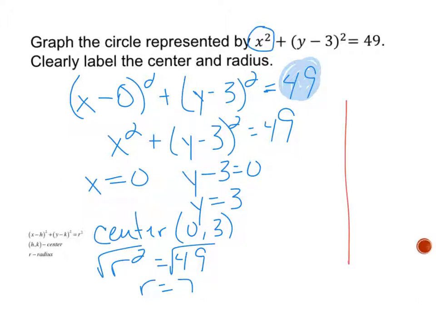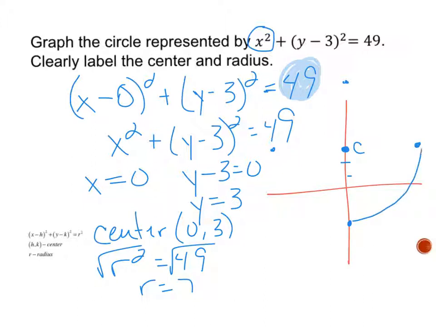I'm going to put an xy axis, and I'm going to plot the point 0, 3. So 0, 3 would be here. And I'll label that with the letter C for center. And then the radius is 7. So from the center point, I'm going to go up 7, down 7, right 7, and left 7. If I go up 7, it would be approximately here. To the right 7, it would be over here. Down 7, it would be approximately here. And then to the left 7, it would be approximately here.